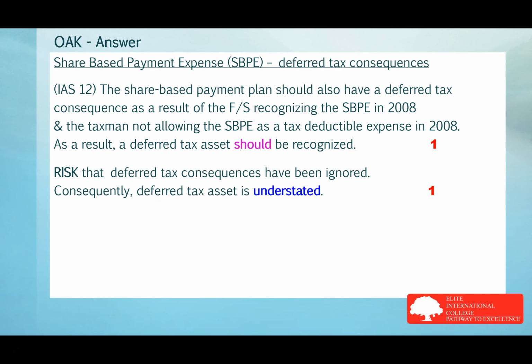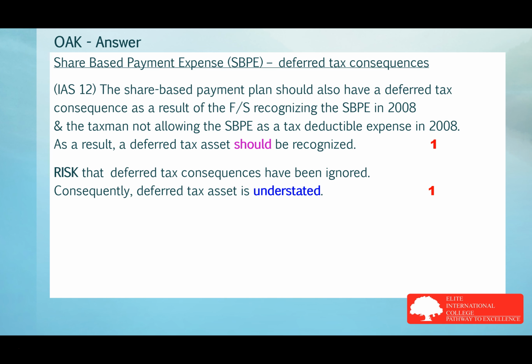Next would be the entry relating to deferred tax consequences. Put that down as a title and go straight to explaining IAS 12 requirements relating to share-based payment expenses. The share-based payment plan should also have a deferred tax consequence as a result of the financial statements recognizing the expense in 2008 and the taxman not allowing the expense as a tax-deductible expense in 2008. As a result, a deferred tax asset should be recognized. Risk is that the deferred tax consequences have been ignored. Consequently, the deferred tax asset is understated.